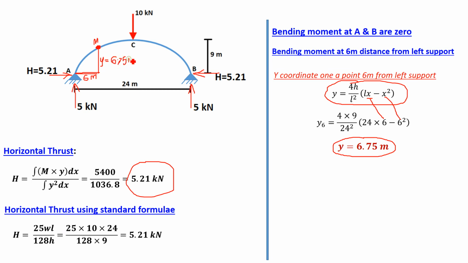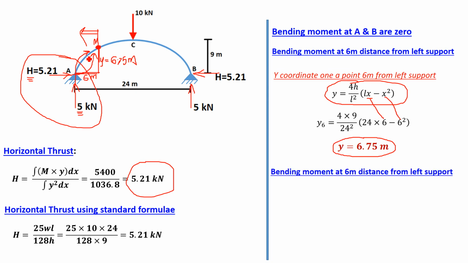Right. Now we are taking moment here. If you take a section here and consider the left portion, now there are two forces. One is horizontal thrust and one is vertical reaction. Horizontal thrust moment is anti-clockwise and 5 kilonewton moment is clockwise. So if you write down the equation of moment, 5 into 6 clockwise is plus and 5.21 into 6.75 vertical distance.